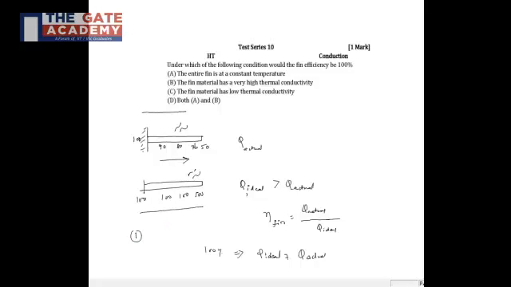So that is point number one. The entire fin should be at a constant temperature.